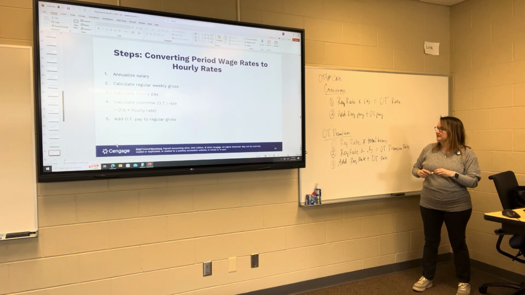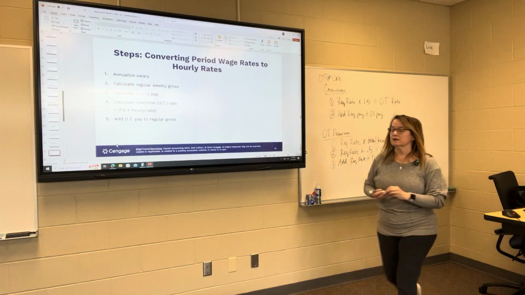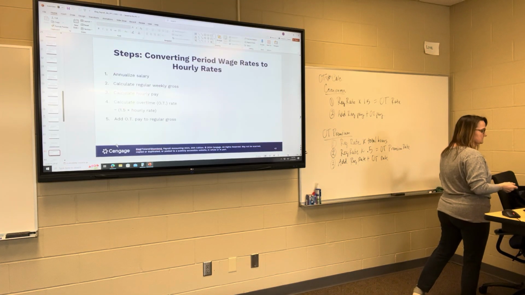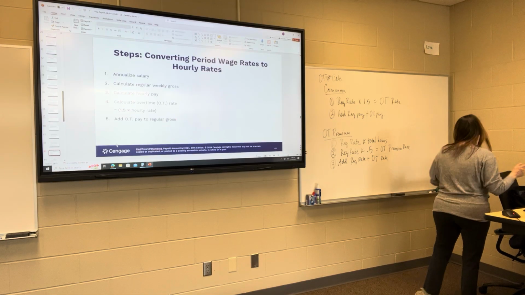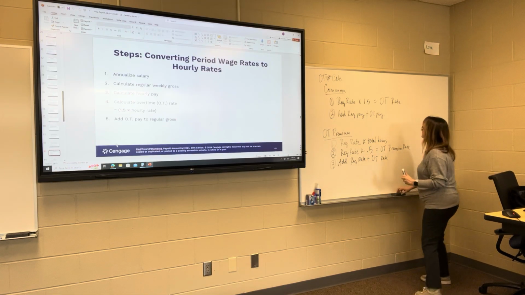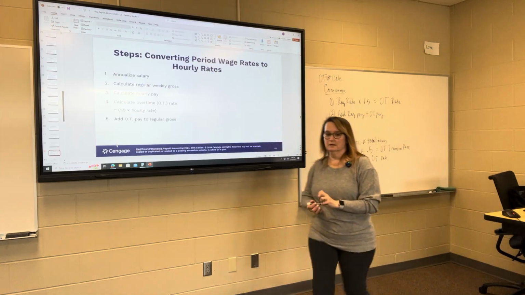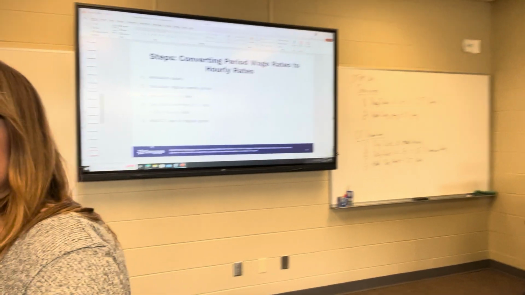Now let's do an example of both of these methods here. I don't know how to use that thing, so I'm going to have to. All right, this over here.